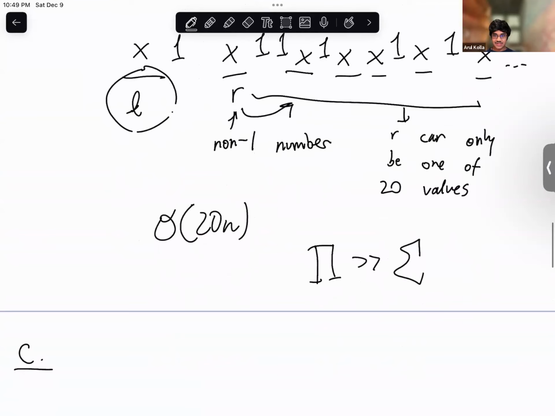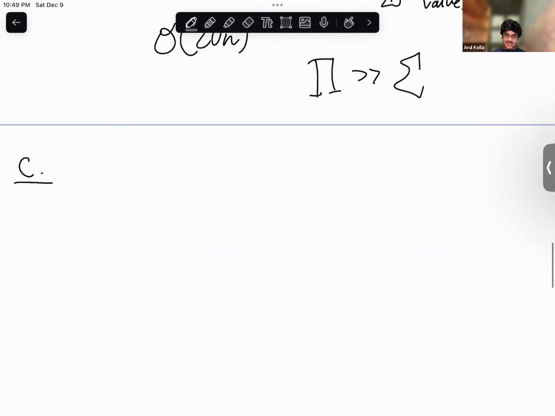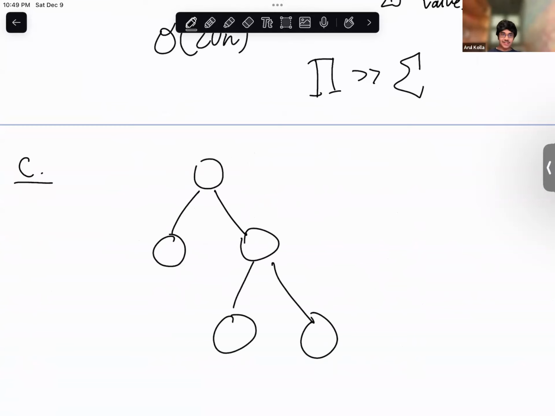Oh, okay, let's move on to C. All right, so C is a graphs problem, and more specifically, it is a problem on trees. So we have some tree, and the problem statement says we need to add one edge so that between every two vertices, there are at least two paths. So what does that mean?